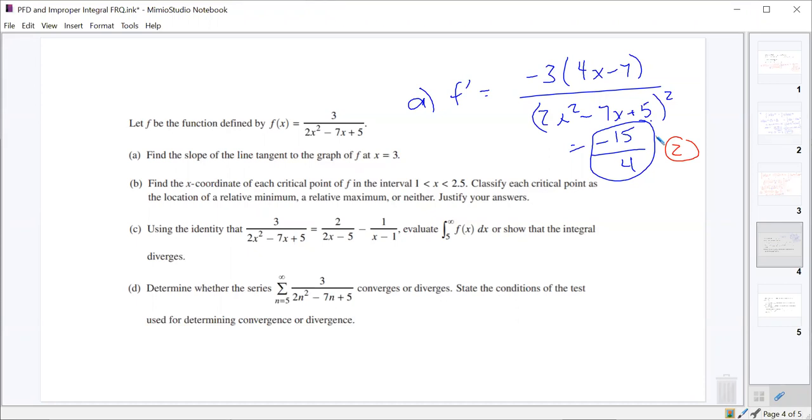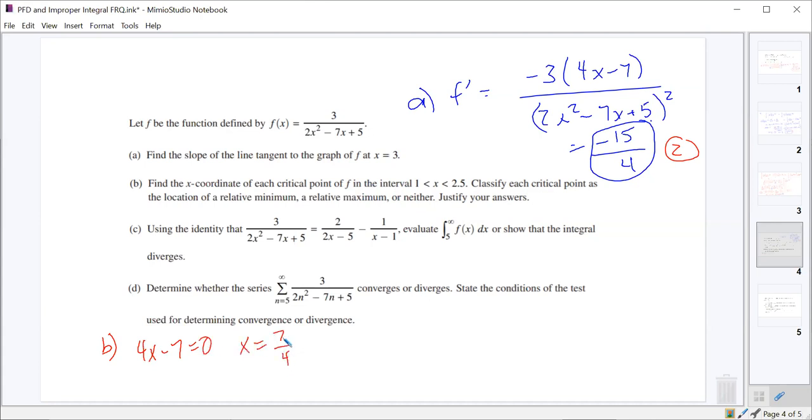All right, part B asks us to find the x coordinate of each critical point of f in this interval. So critical points will occur when our derivative is 0 or when our derivative is undefined. And so if we take a look at the numerator of our derivative, that'd be 4x minus 7 equals 0, x equals 7/4.